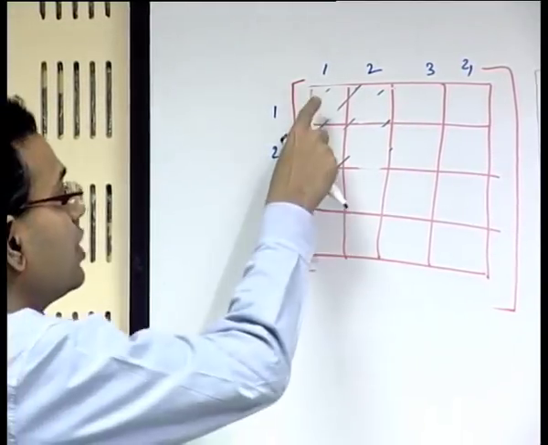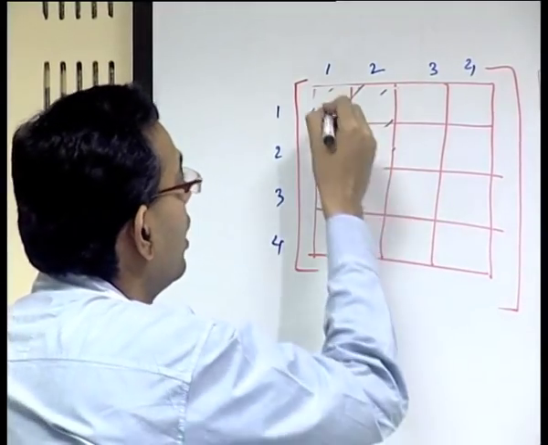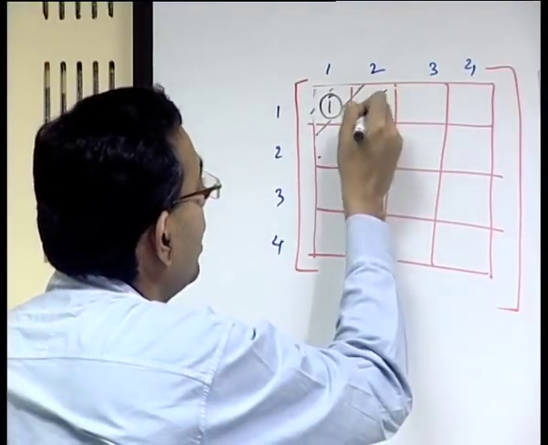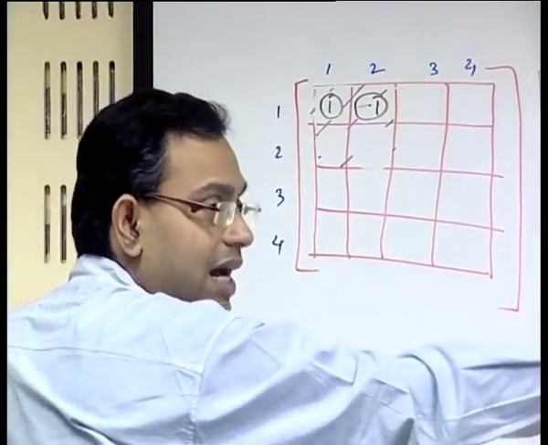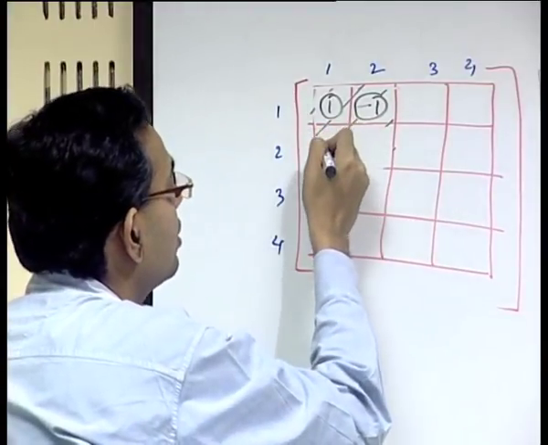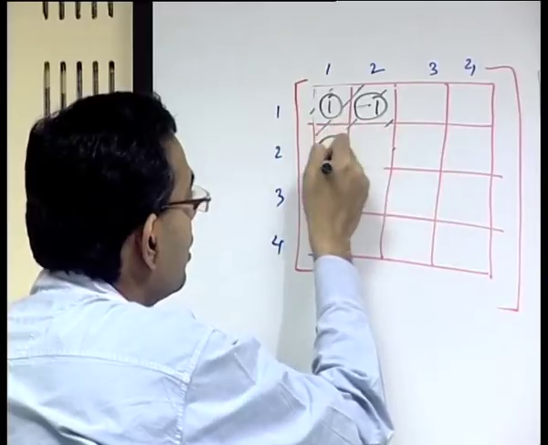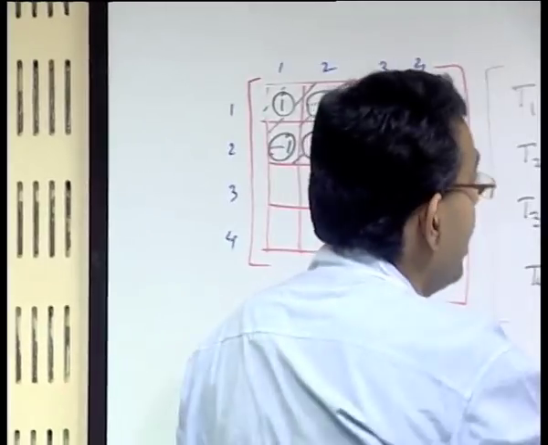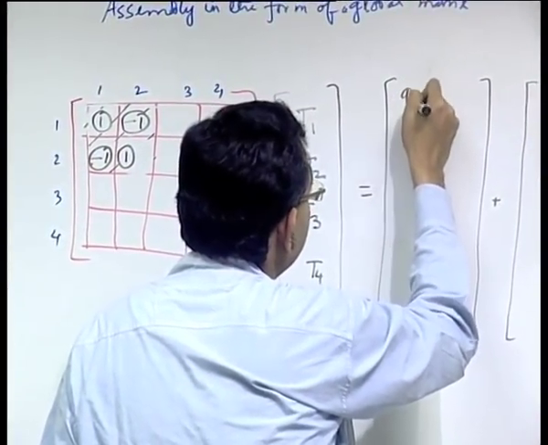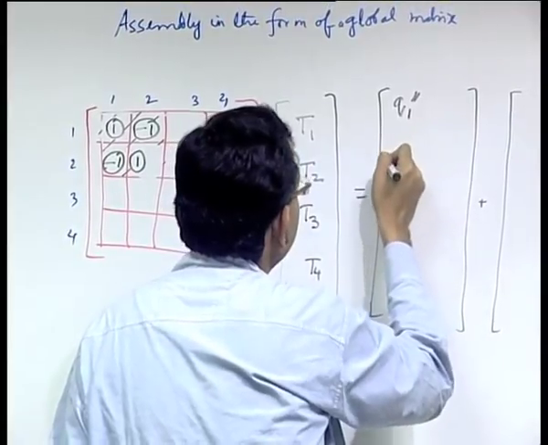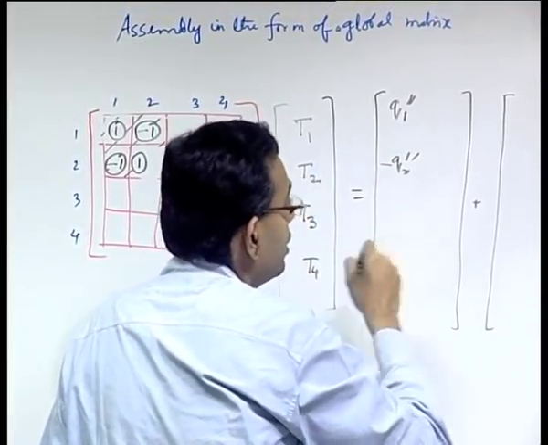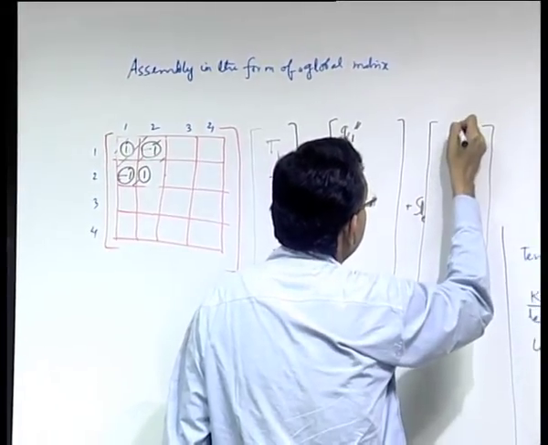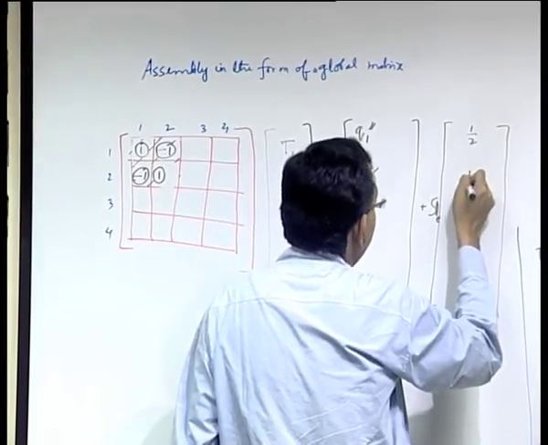What will be the entry corresponding to 1? That is 1. Then entry corresponding to 2, -1. So, as if you were just copying that from the local matrix, -1 and this as 1. Right hand side, this is Q1, then this is minus Q2, then this is S LE, this is half and this is half.